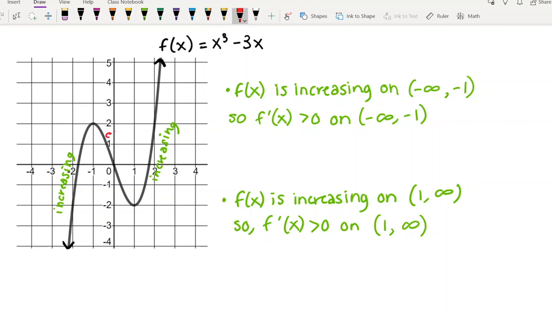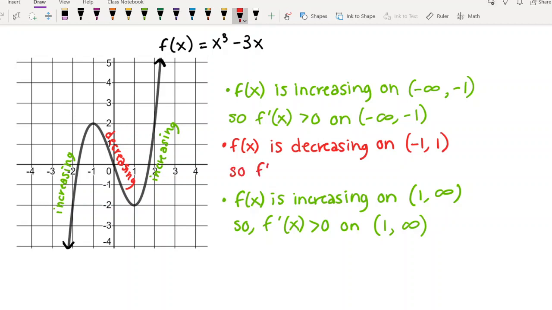All right, just to throw this one in here too, we also have that the function is decreasing, right? Between -1 and 1, f of x is decreasing. So f of x is decreasing on the interval from -1 to 1. Again, putting parentheses because it's neither increasing nor decreasing when x equals -1 and 1. So this tells us that the first derivative is negative on the interval from -1 to 1.